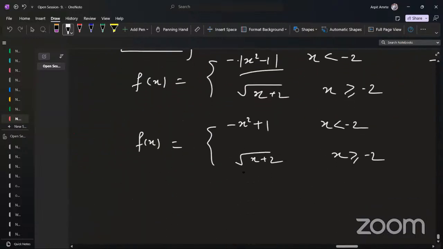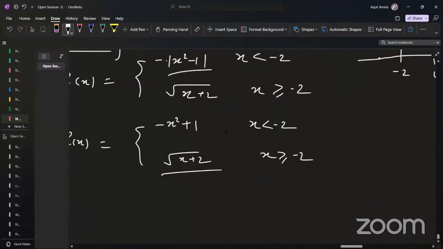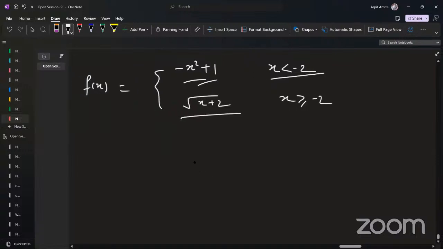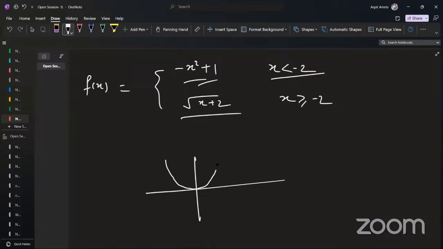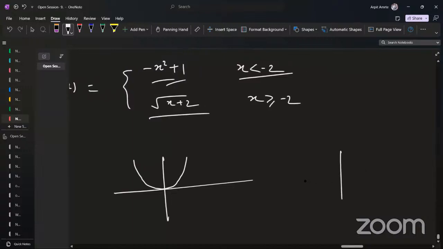I know that this function is 1-1. I have to check for this value whether this function is 1-1 or not. So I need to make a graph. What is the graph of x square? It will be like this, passing through 0. What about minus x square? This graph will be flipped, turned downward. It will open like this.